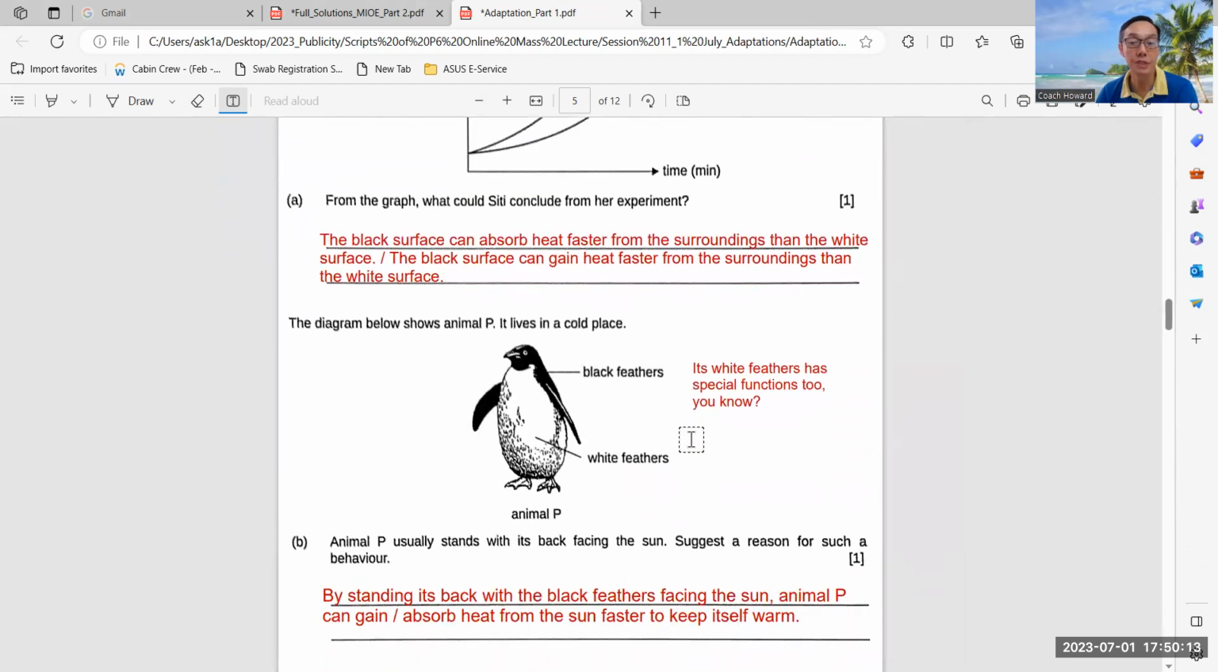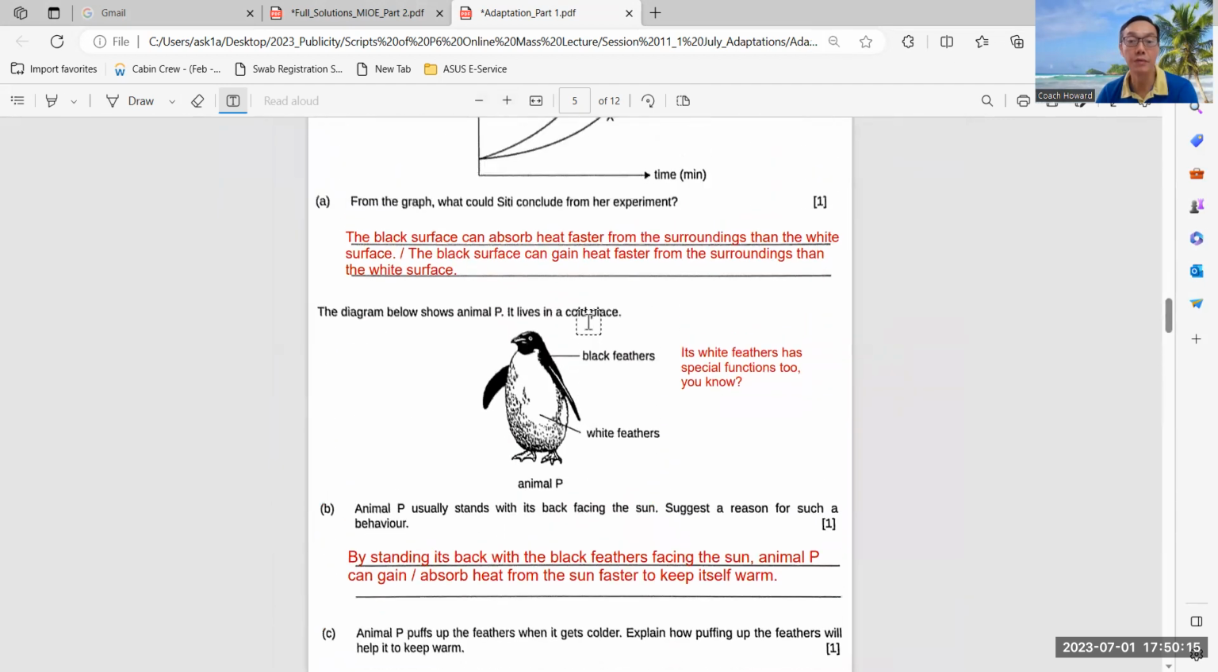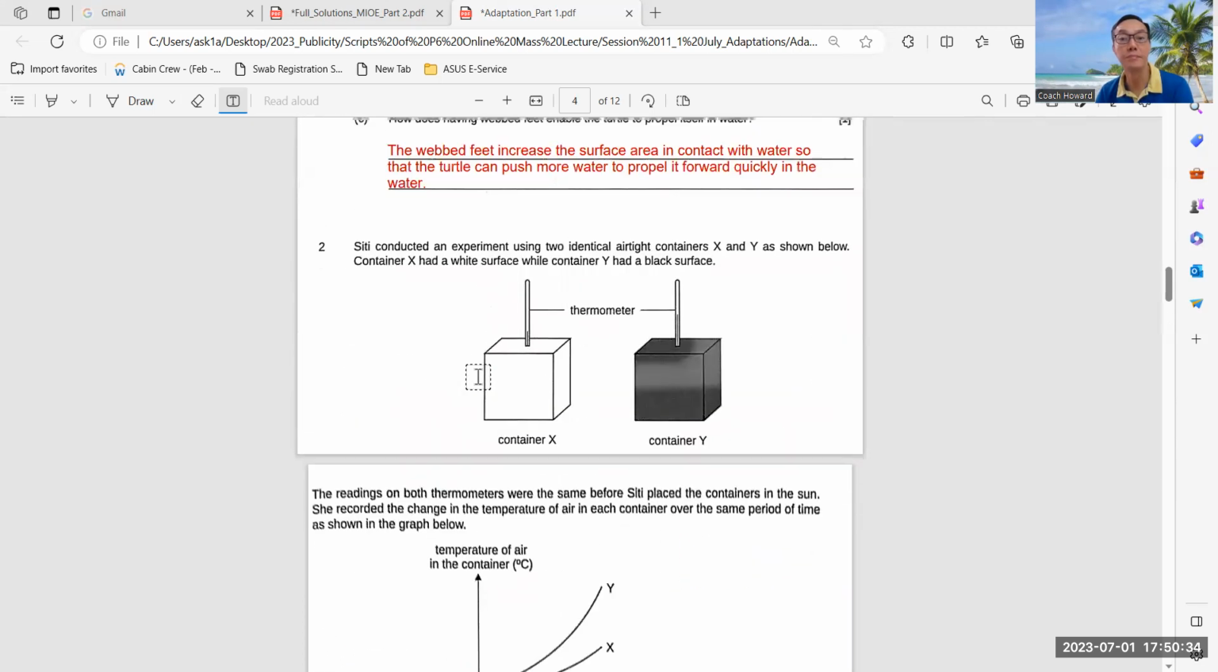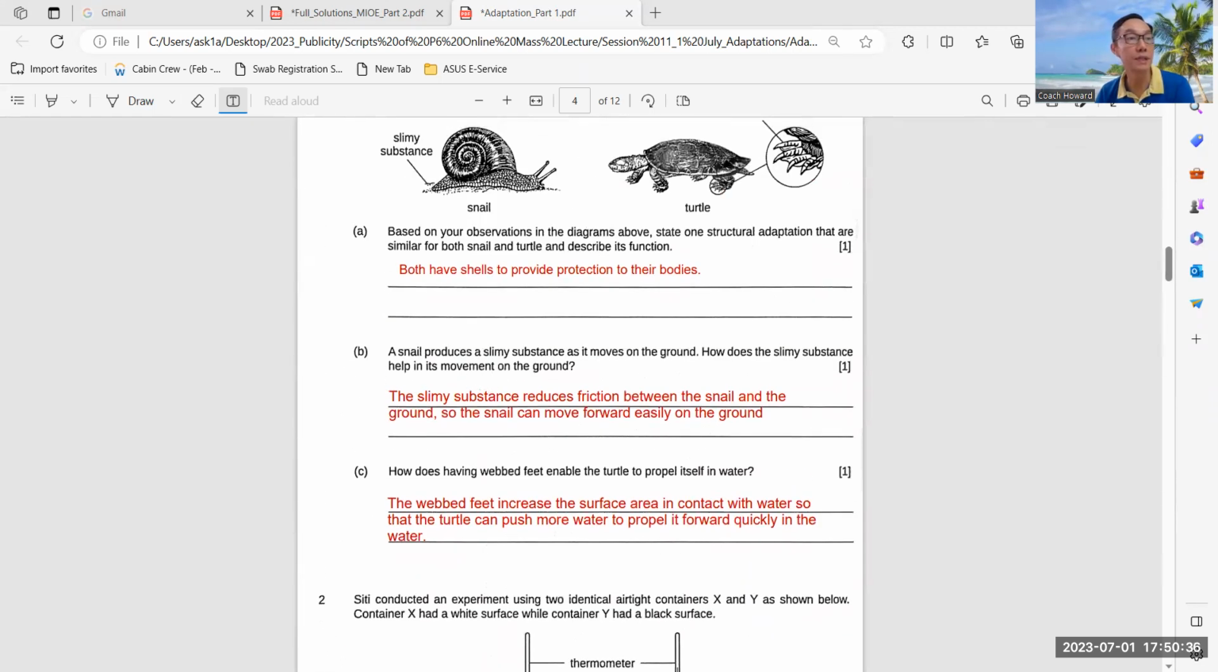Okay, let me screenshot this to send to you. The earlier one I sent already, yes. I sent this, right? The snail one sent already, right? Yes. Okay.